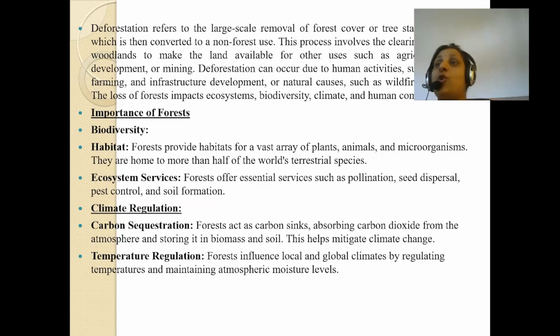Forests influence local and global climates by regulating temperature and maintaining atmospheric moisture levels. What do forests do? Forests influence local and global climates. It influences the local climate also, and it influences the global climate also. By what? By regulating temperatures and maintaining atmospheric moisture levels. So this is done by the forest.